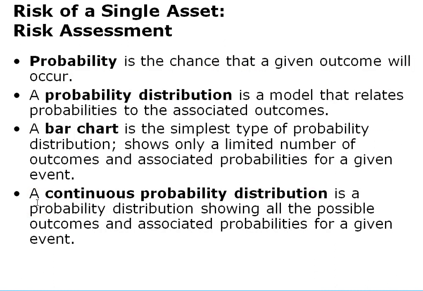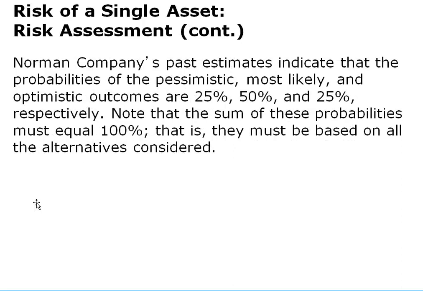Okay, other aspects of risk assessment: probability is the chance that an outcome will occur. The probability distribution is a model that relates probabilities to associated outcomes. A bar chart is the simplest form of probability distribution and shows a limited number of outcomes associated with probabilities. And a continuous probability distribution shows all possible outcomes associated with probabilities in a given event. So these are just ways to express the risk assessment, and we'll be looking at those later.